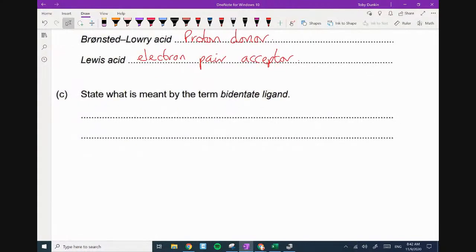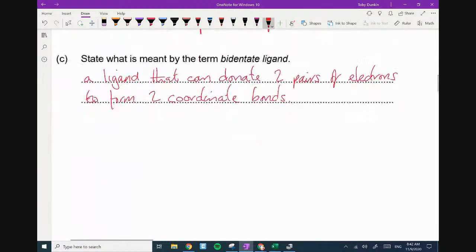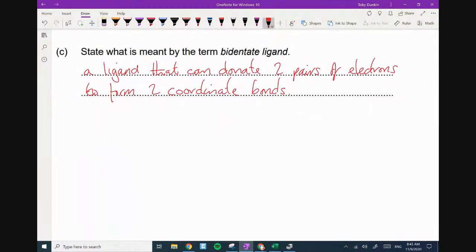State what is meant by the term bidentate ligand. A ligand that can donate 2 pairs of electrons to form 2 coordinate bonds. It's again coordinate bonds. Again, really important that we've got our examples in our heads. They're going to put you in context. They're going to ask you to give examples.